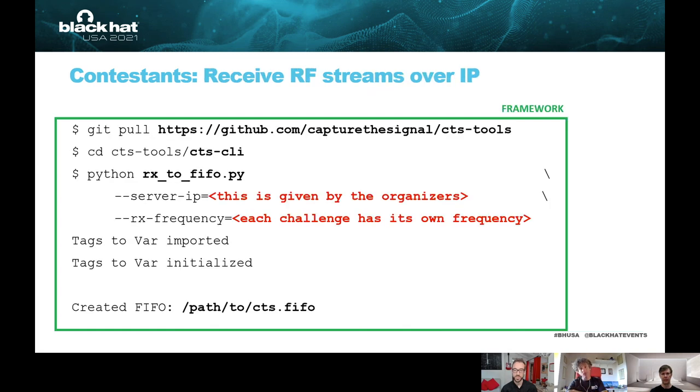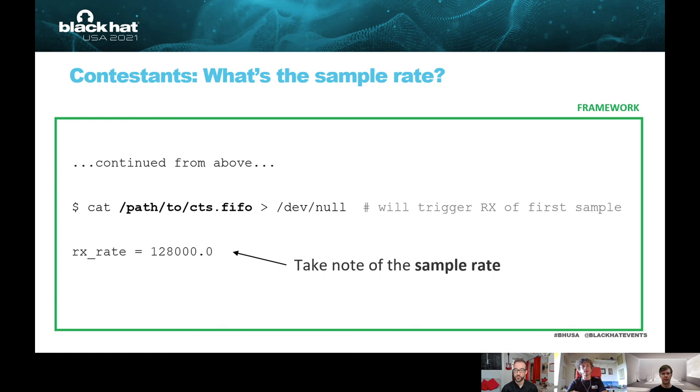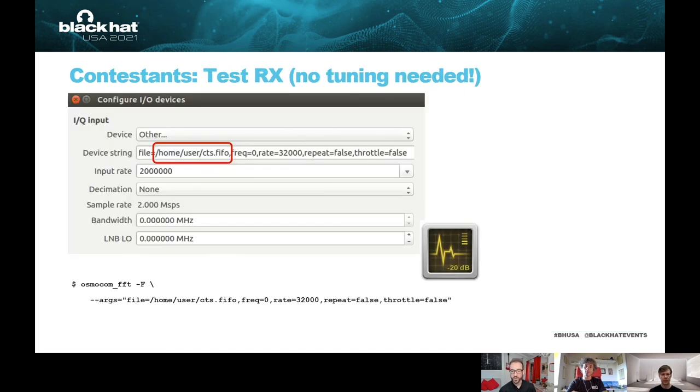When you start consuming at least one sample, this will actually trigger the propagation of the tags that contain information about the sample rate, because we need a way to tell the contestant what sample rate the original signal has been generated with. Otherwise, there will be under or over sampling issues. Great. See, now you can use, for example, GQRX. Instead of telling them to use an SDR, you tell them to use the FIFO. Or if you want, you can use Osmocom FFT or any other tools.